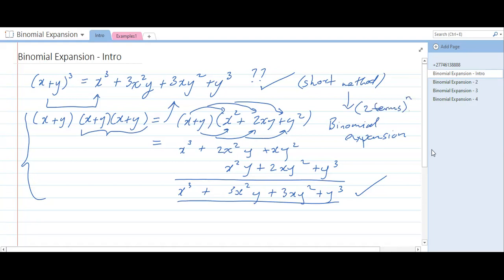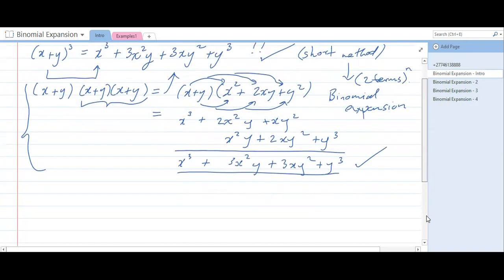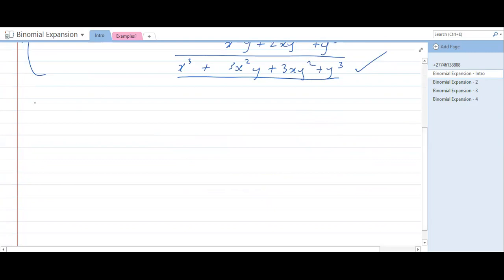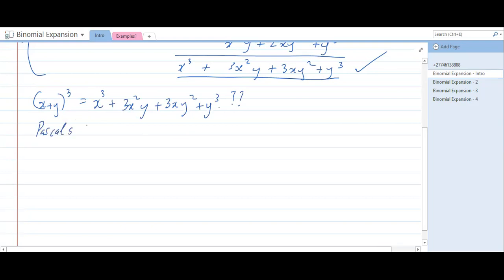So let us have a look. Now, in order to expand x plus y all cubed, let's just write this down again. In order to expand x plus y all cubed and get an answer, let me just write down the answer, which is x cubed plus 3x squared y plus 3x y squared plus y cubed. Now, how do we get this? We need to know something called Pascal's triangle.